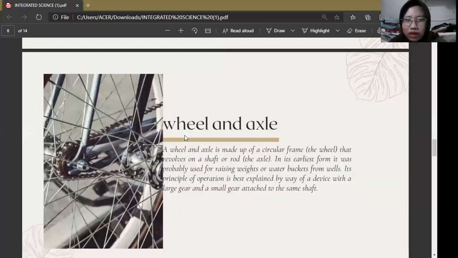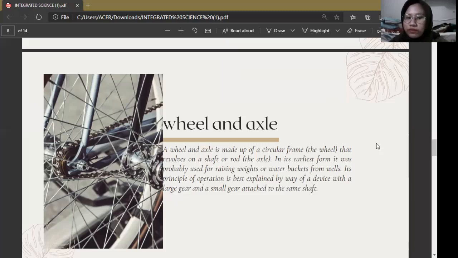And then next, we have the wheel and axle. A wheel and axle is made of a circular frame, which is the wheel, that revolves on a shaft or rod, which is the axle. So imagine this is the wheel. You can see this is the wheel, and this is the axle. So the wheel will move based on the axle. Can you imagine this is the wheel? It will turn around based on the base, which is the axle itself.